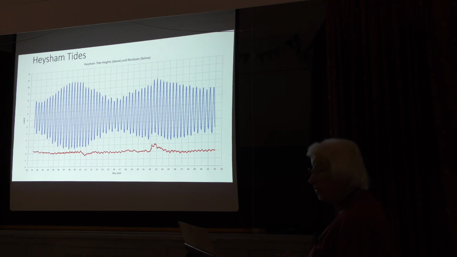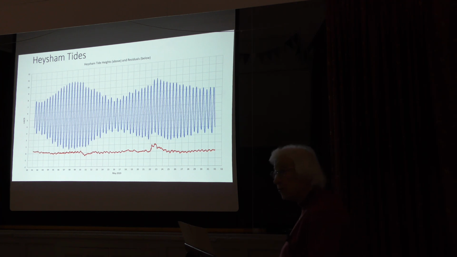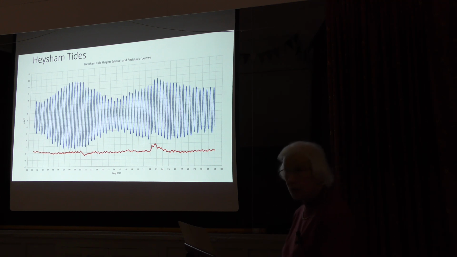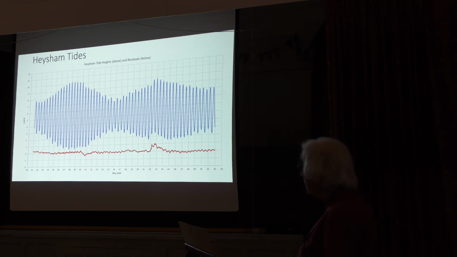But these are spring tides, which are related to the full moon and the new moon. The neap tides, which occur at the time of the quarters of the moon, are very much smaller, only in fact about 3.5 metres. So a very big change from the springs here to the neaps. So these, as I say, are recorded tides.